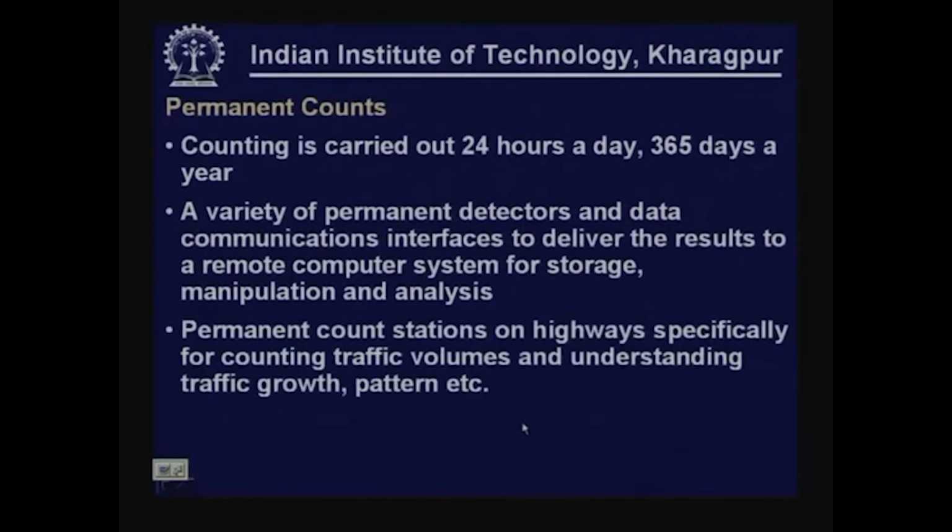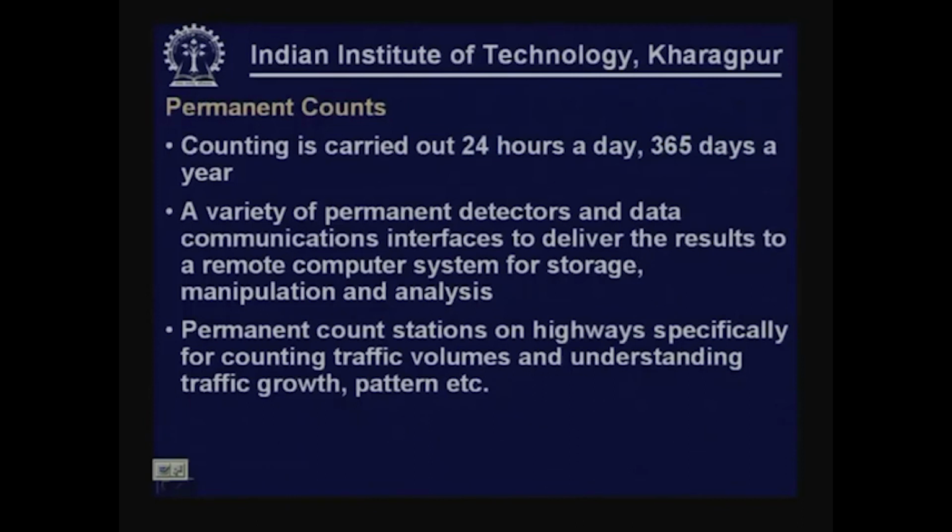There are permanent count stations, where the counting is carried out 24 hours a day and 365 days a year. A variety of permanent detectors and data communication interfaces are used to deliver the results to a remote computer system for storage, manipulation and analysis. So, 24 hours, 365 days, this permanent setup is available and it is counting traffic volume data. Permanent count stations on highways are specifically for counting traffic volumes and understanding traffic growth patterns.